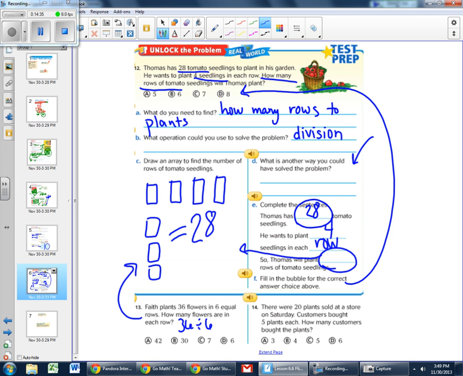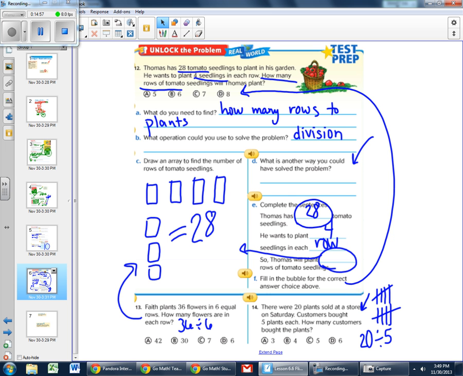Number 14, there are 20 plants sold at a store on Saturday. Customers bought 5 plants each. How many customers bought plants? I would act this one out and make groups of 5 until I got to 20. Keep going until you get to 20. Okay. You're going to complete this page on your own, finishing up those ones.